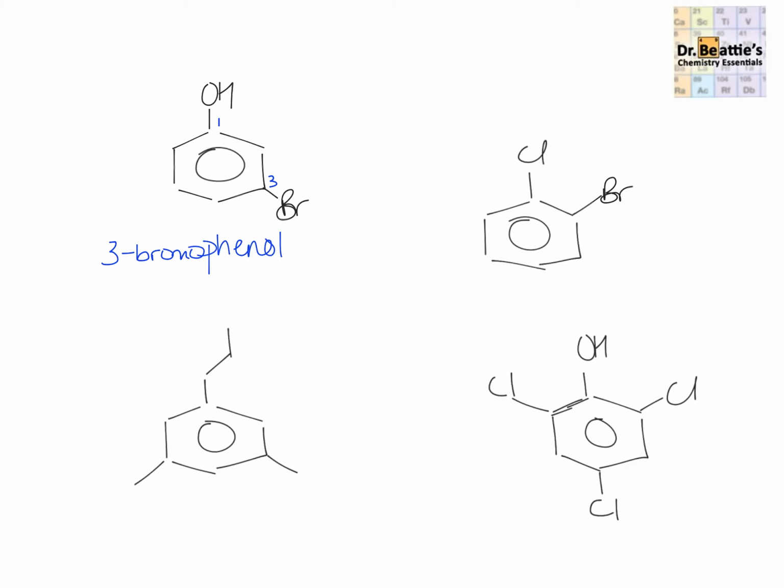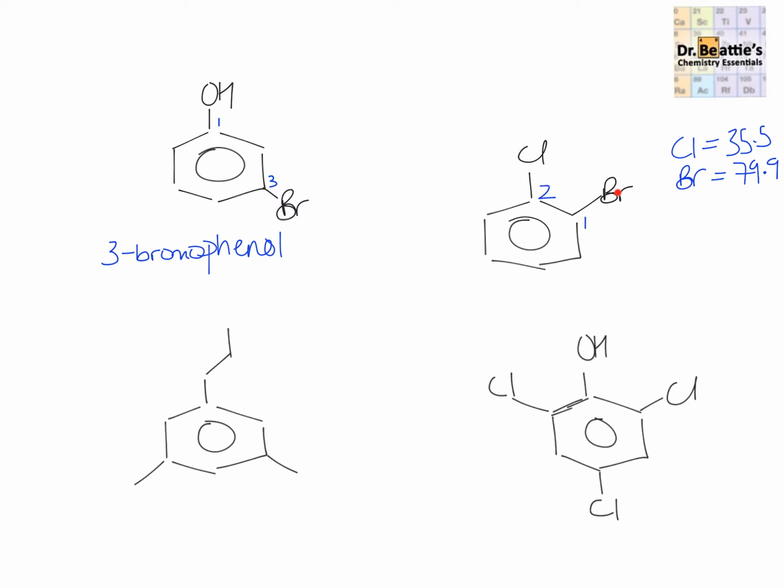With this one here, we've got chlorine and bromine as our substituents. Now we need to work out whether or not we label this carbon as 1 or this carbon as 1. So we're going to have to look at the atomic masses of chlorine and bromine. You can see bromine is higher, so we're going to designate that as carbon 1. Therefore, chlorine is carbon 2.